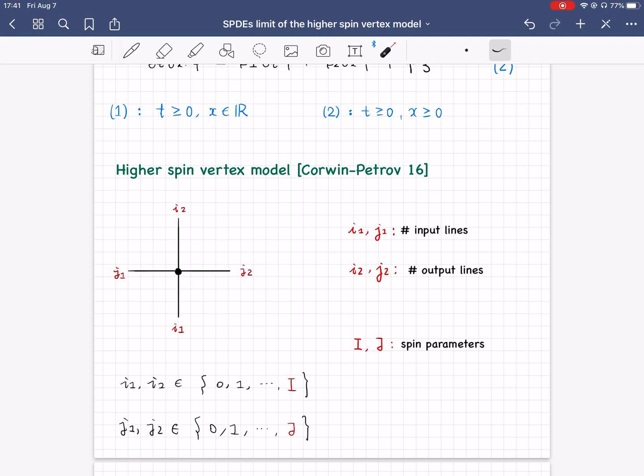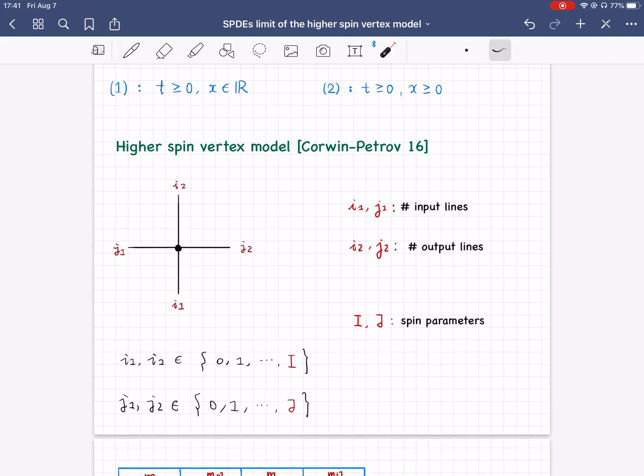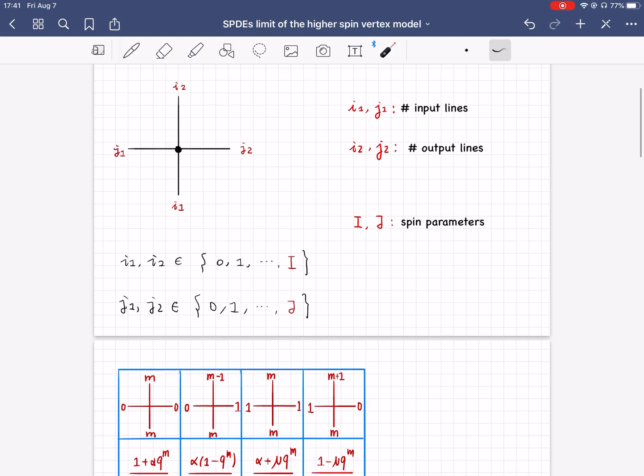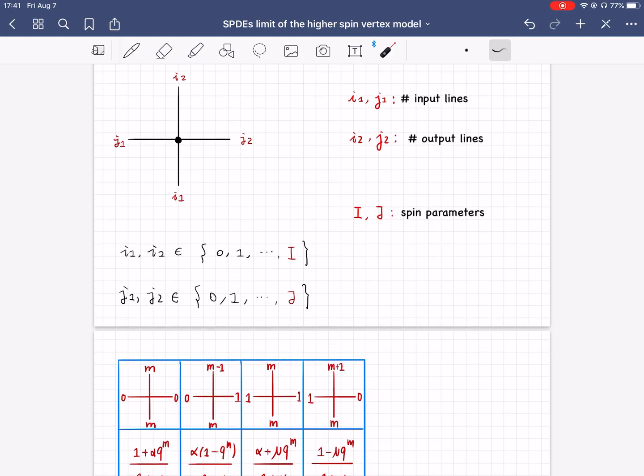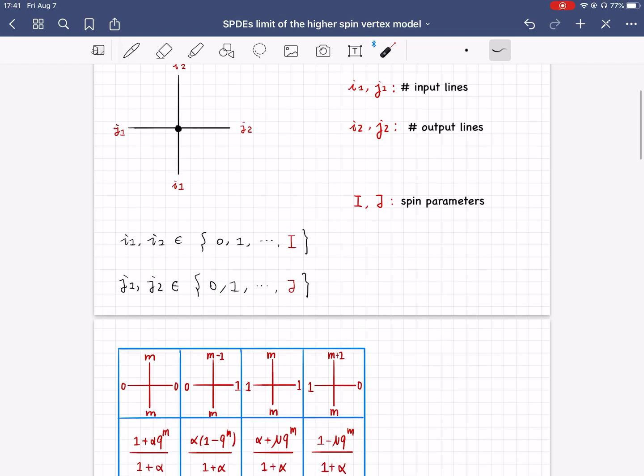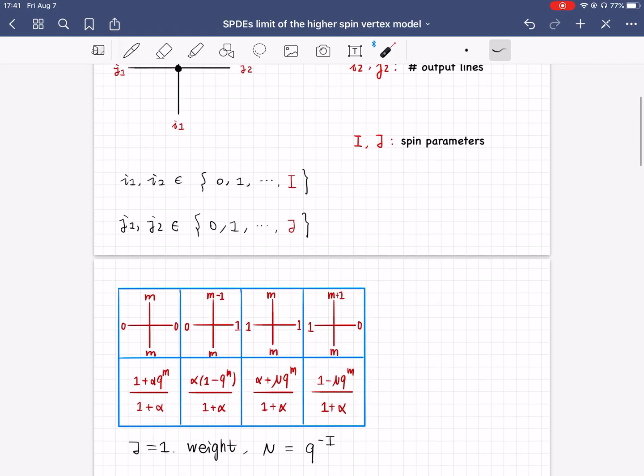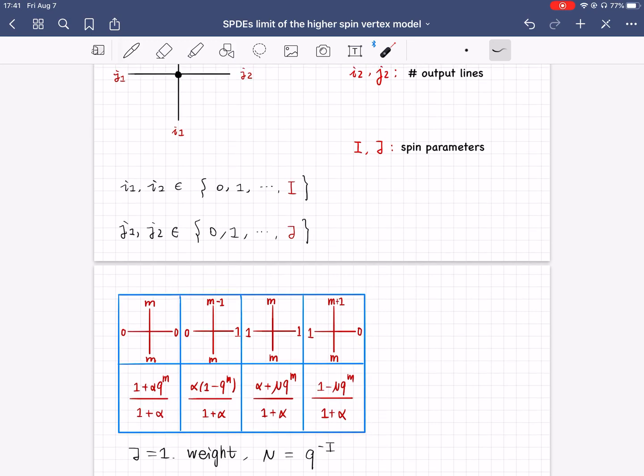And we also impose some condition that the number of lines in the vertical direction cannot exceed capital I, and the number of lines in the horizontal direction cannot exceed capital J. We call capital I and J the spin parameters. Okay? So they're positive integers. And for such vertex configuration, we're going to assign a weight to each of them. So the expression of the weight in general is pretty complicated, in particular when J is greater than 1. So here I only show you the expression when J equals 1, which is given by the table here.